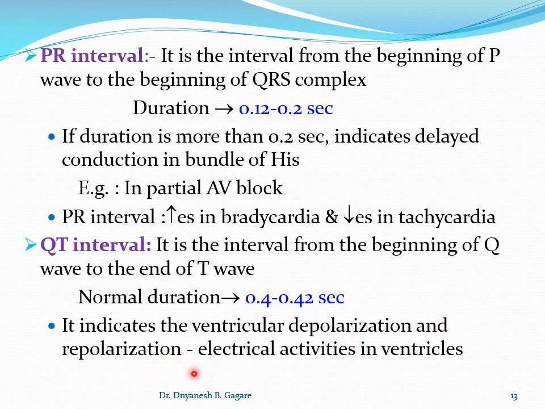That means how much time is required for the electrical activities in the ventricle, and normally it requires 0.4 to 0.42 second. But if there is a problem in conduction, in the various blocks or whatever the reason, then this duration increases, and from the ECG you can easily diagnose the problem or why the duration is increased. So it helps to diagnose the heart blocks or problems in the electrical activities of the ventricle.